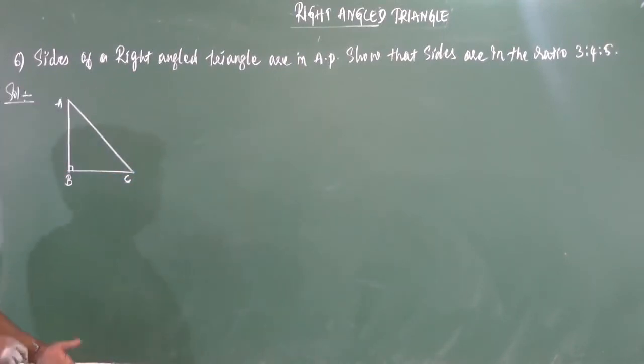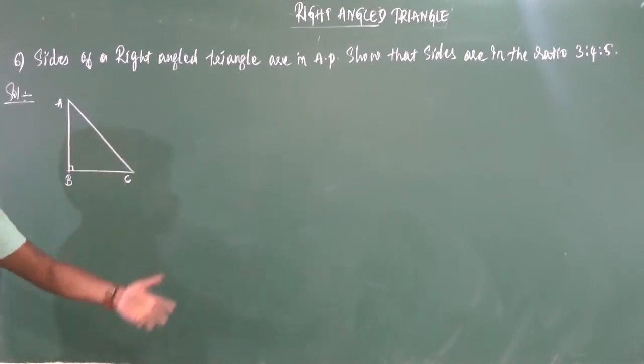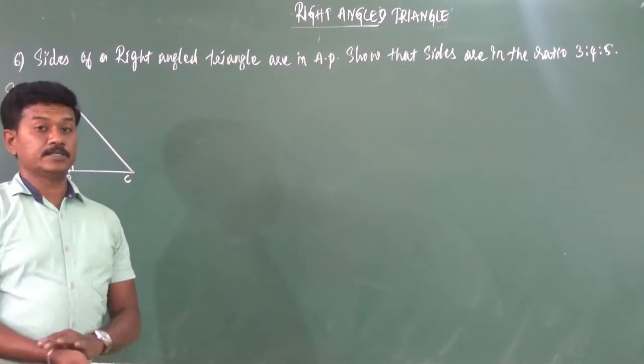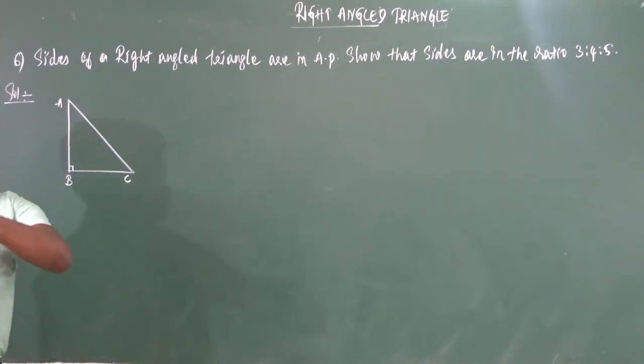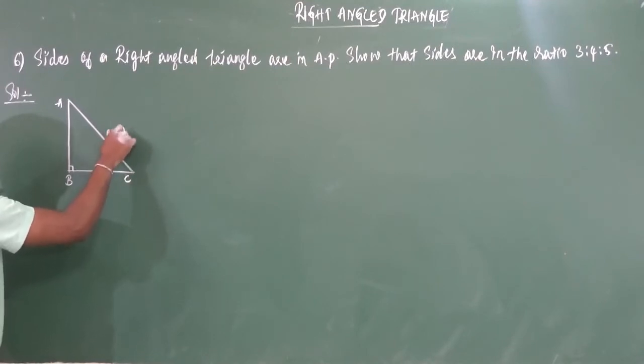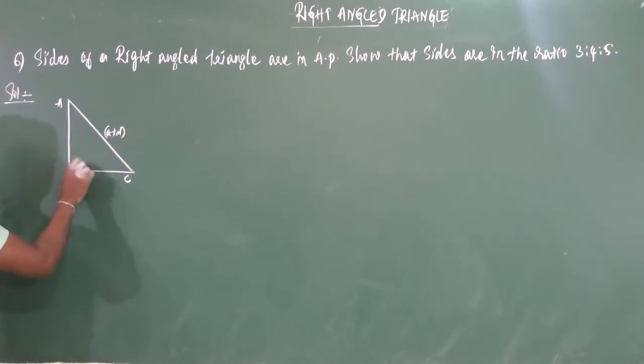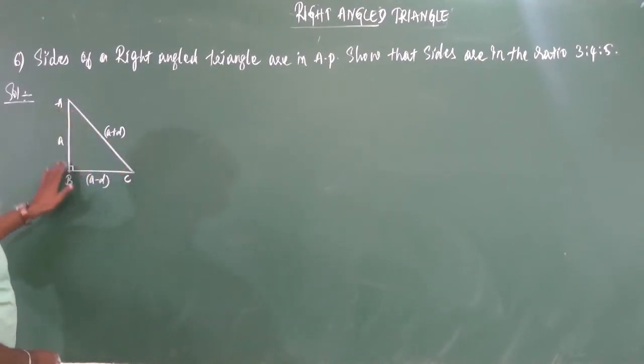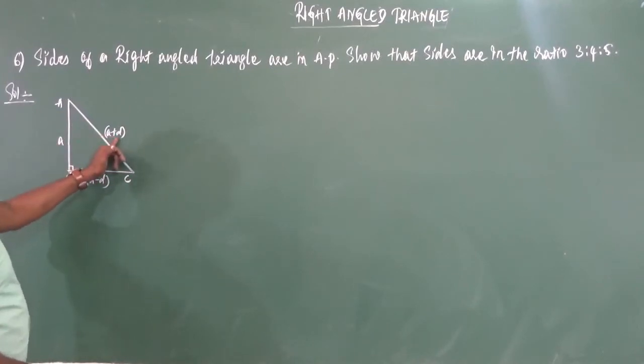So when we say sides, how many sides are there? There are 3 sides. So how to guess 3 unknowns in AP? It's a pattern, we know that. So it is A minus D, A and A plus D. That is the method we are going to use to guess. So usually A plus D will be the longest side because it is the hypotenuse. Another one is A minus D here and A will be here. So let the 3 sides of the triangle be A minus D, A and A plus D.